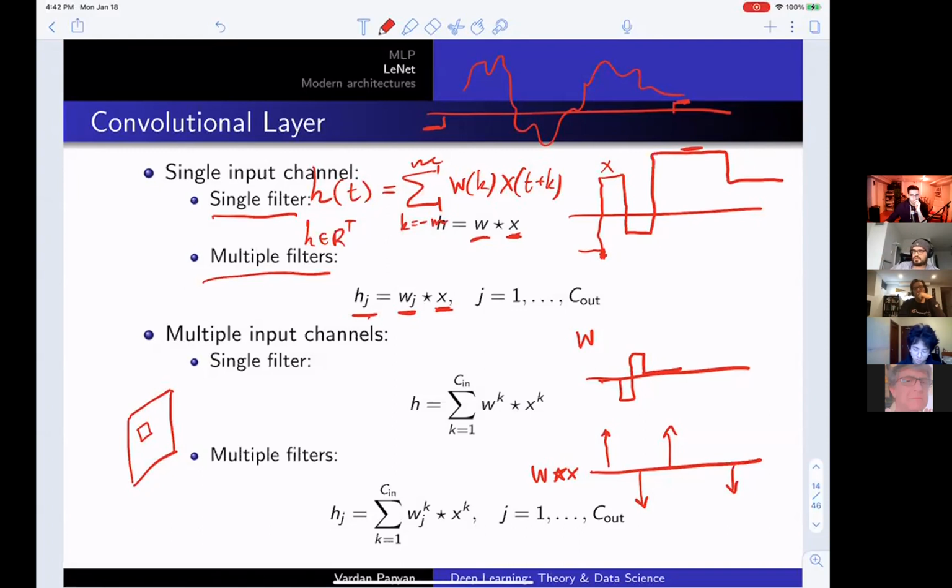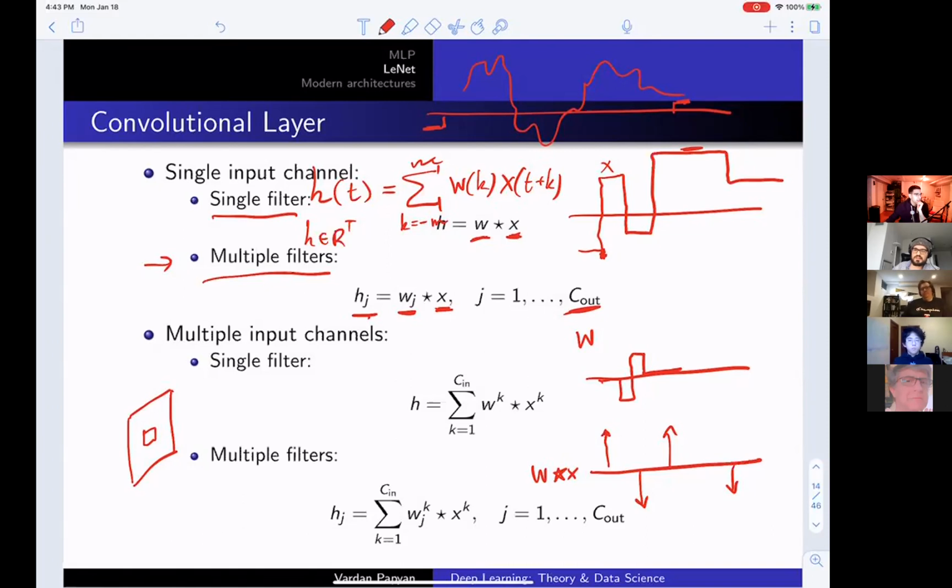I haven't gotten to that yet. I'm still in the multiple filters case. So I'm still here. C out is the number of filters that you have. The way it's implemented in the software is that it's basically a small matrix of size, let's say, 3 by 3. And you don't zero pad it because it doesn't make sense computationally to zero pad things.